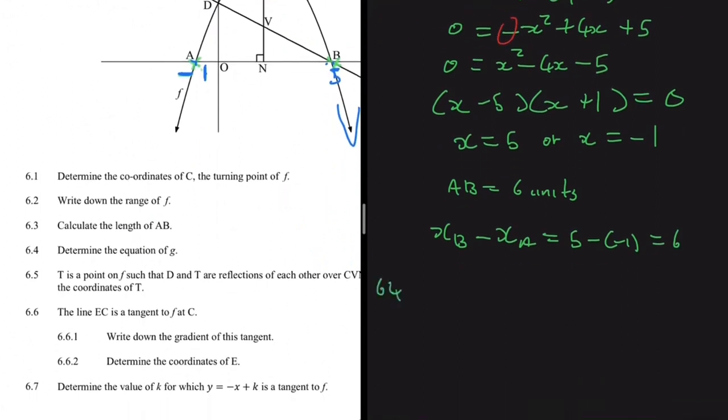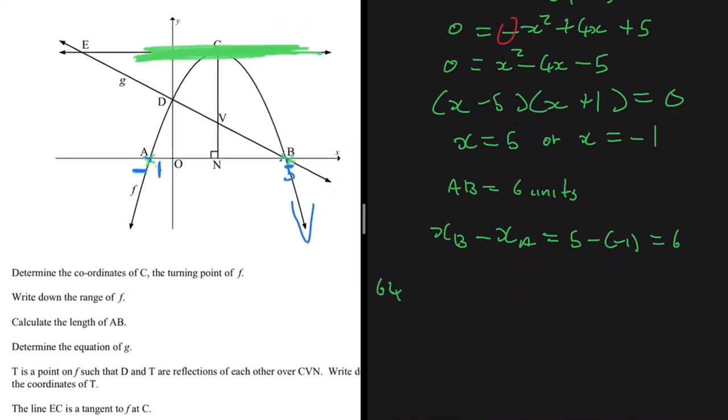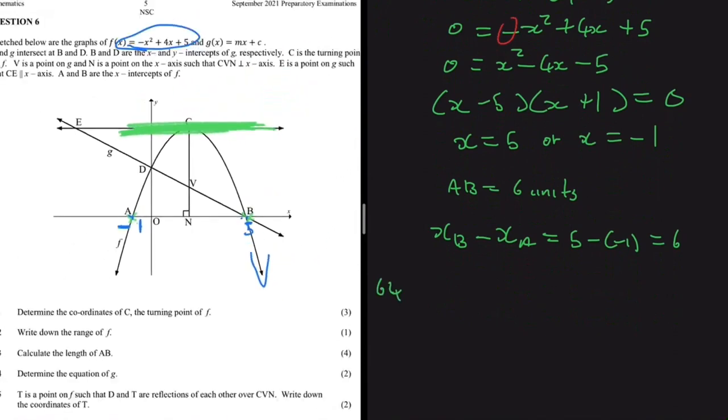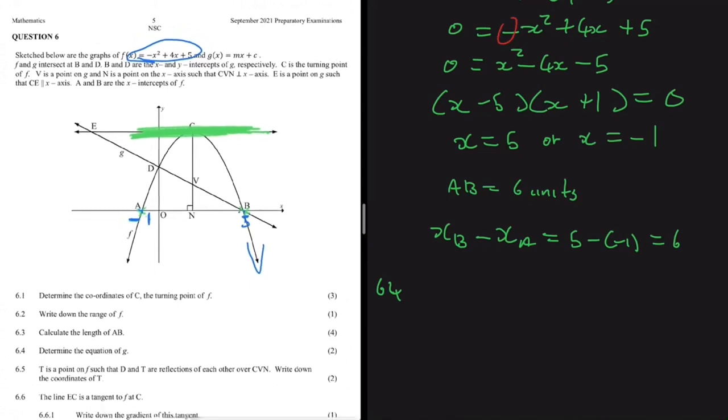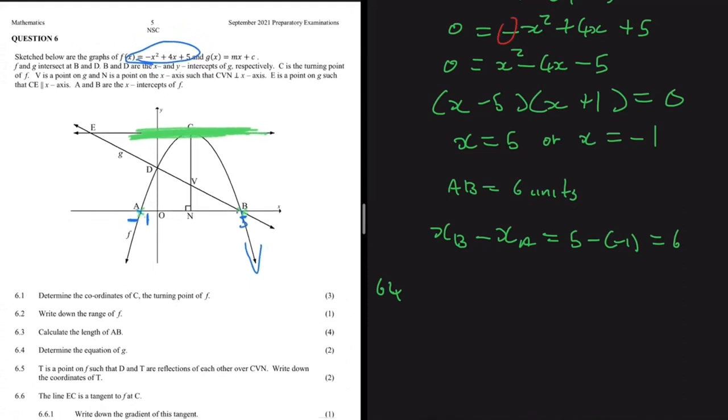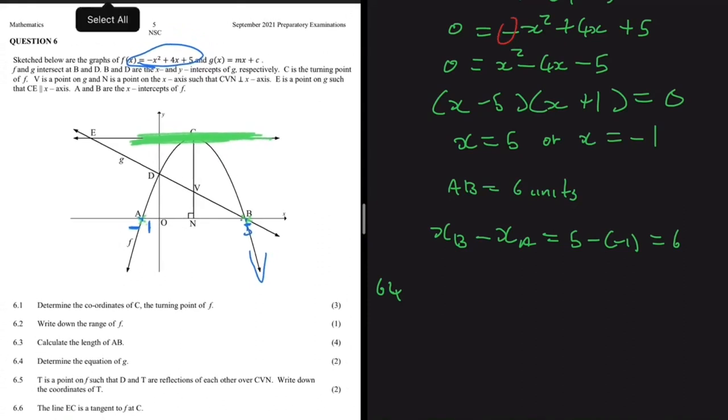6.4 says, let's determine the equation of G. G is a straight line that passes through D and B, right? Clearly. So to find an equation of G, since it's a straight line, we need y is equal to mx plus c. So we need to determine the gradient, and we need to determine c. So how can we possibly determine the gradient?